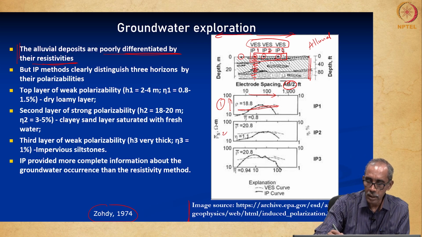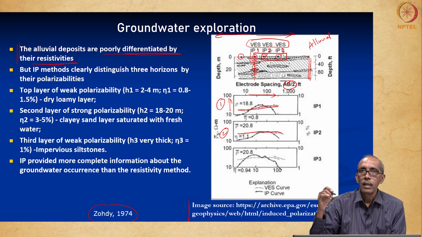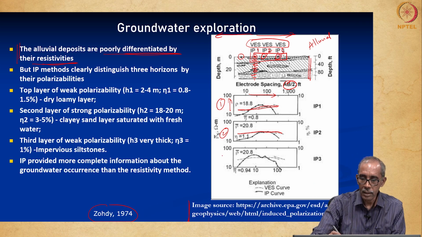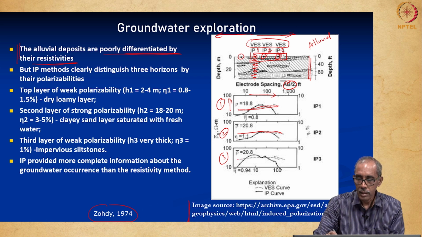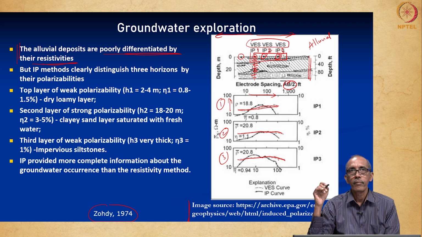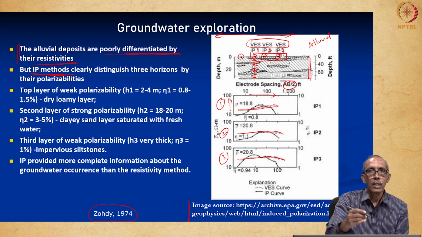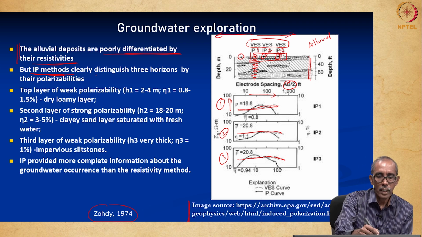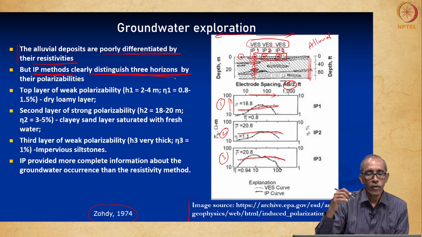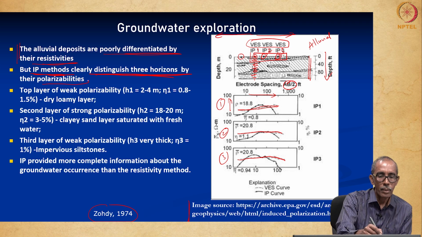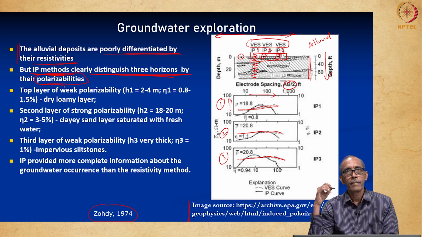The same for location 2. This is location 2. In location 2 also, this is the resistivity curve, not much of a variation. The same is applicable for location 3, that is location 3, right. So, here too the resistivity did not vary very much. However, the IP method is able to clearly distinguish 3 different formations below the surface, right, based on their chargeability or polarization, right.